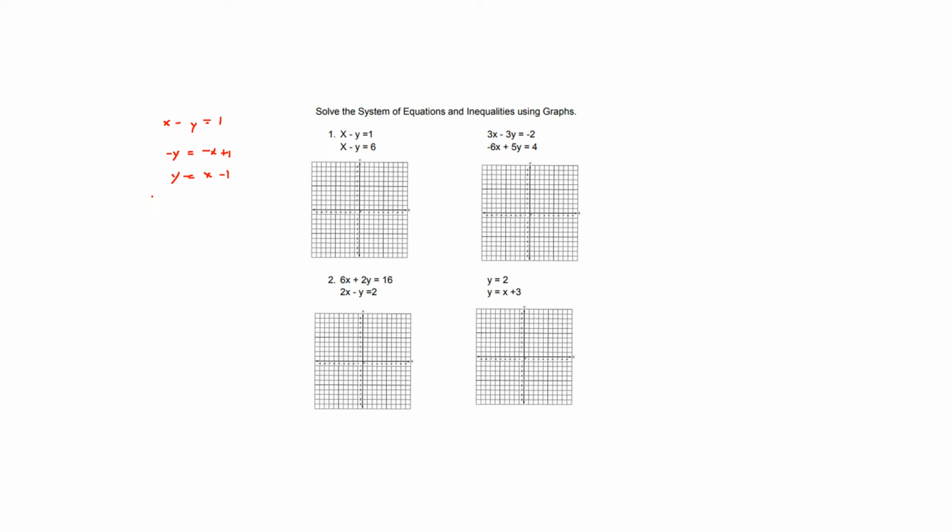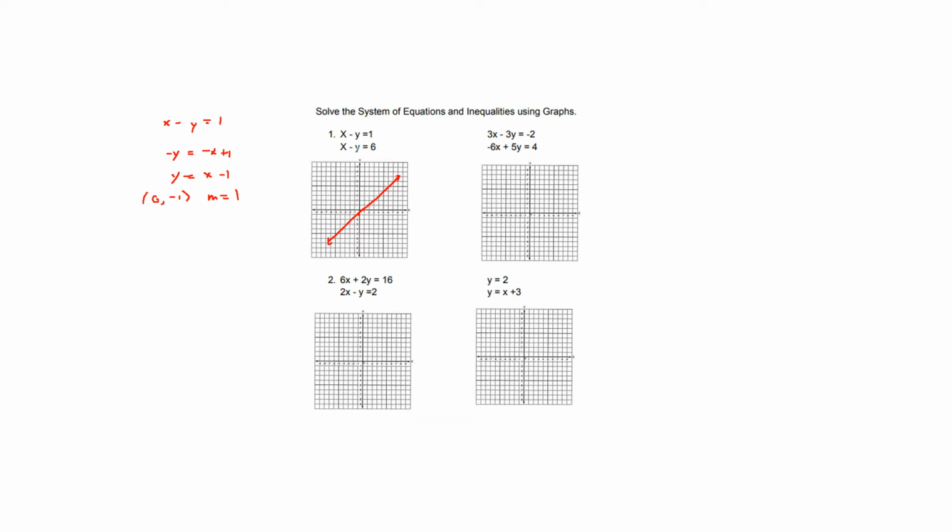Right? And to graph this, the y-intercept is 0, negative 1. Your slope is 1. So just go over here on the graph, 0, negative 1. Slope is 1. So just plot a few points, and then you can draw your line.